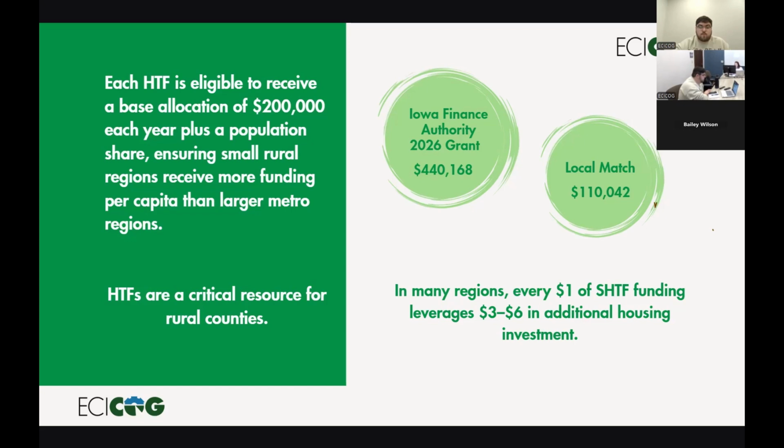This year, we were eligible to apply for $440,000. We do have a local match requirement of 25%. So we had to secure $110,000 to apply for the grant of $440,000. IFA says in many regions, for every $1 of state housing trust fund dollars, an additional $3 to $6 are leveraged in housing investments.